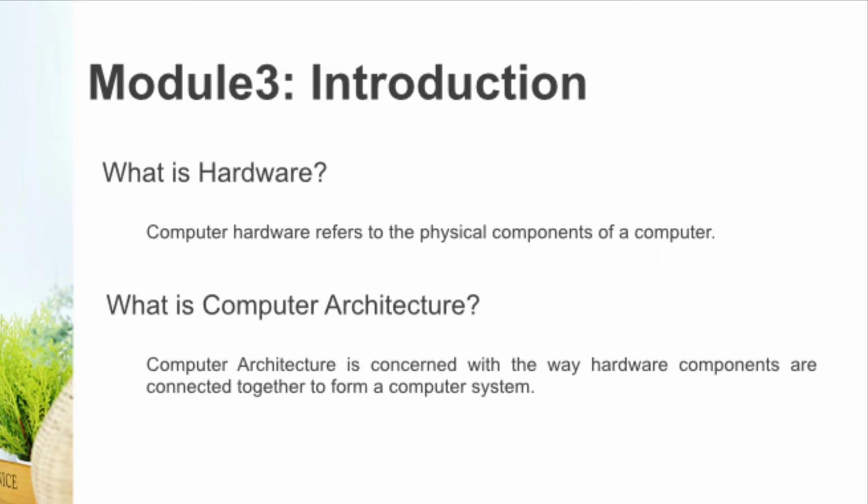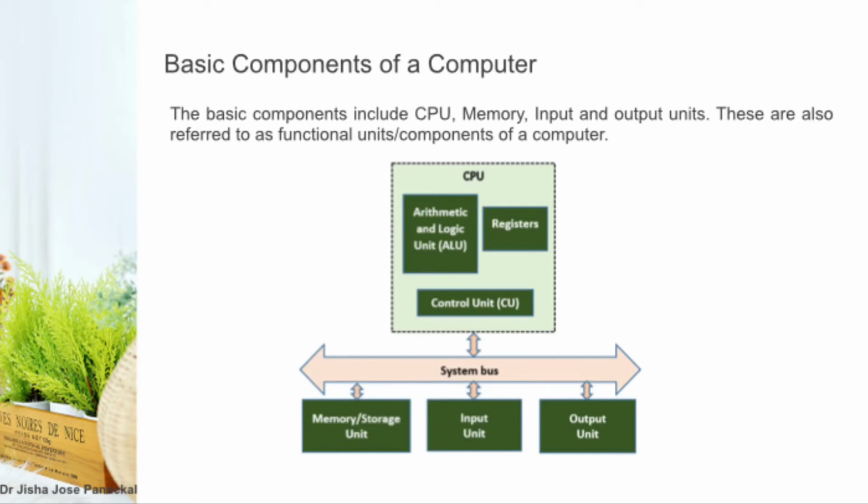The computer is an electronic device made up of many components which are used for storing, processing, and producing useful information for the users. All the physical components of a computer are referred to as hardware. A computer architecture is concerned with the way hardware components are connected together to form a computer system. Let's learn the components of a computer.